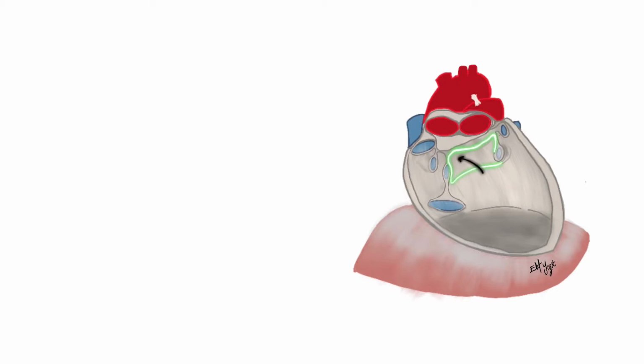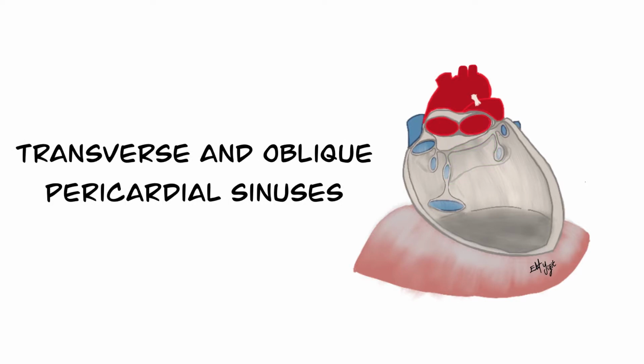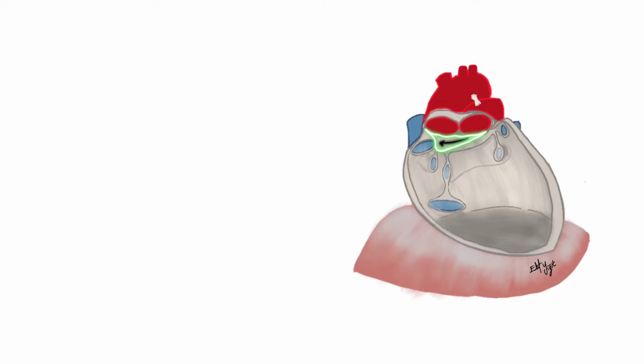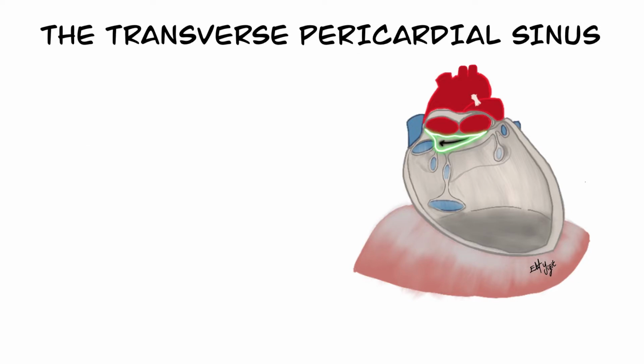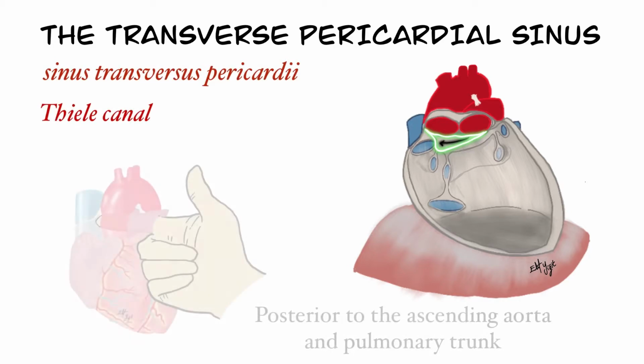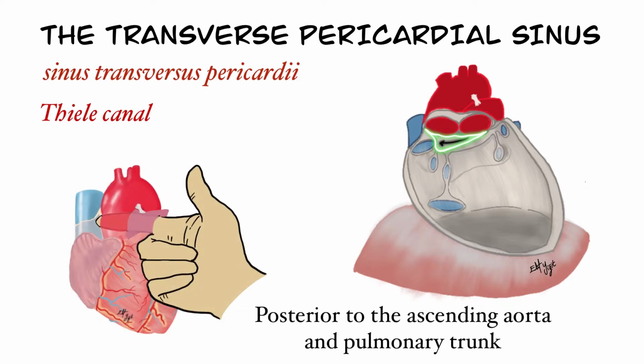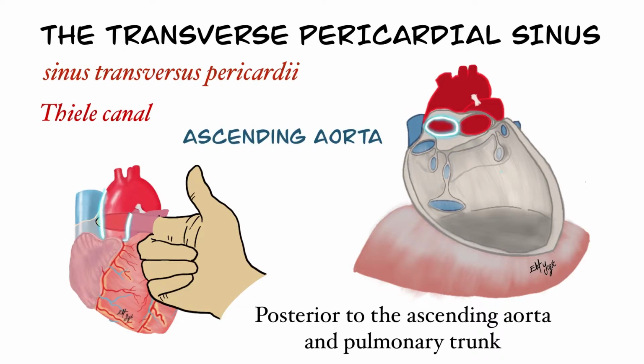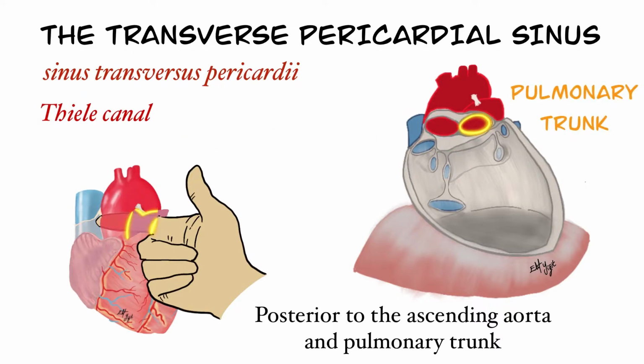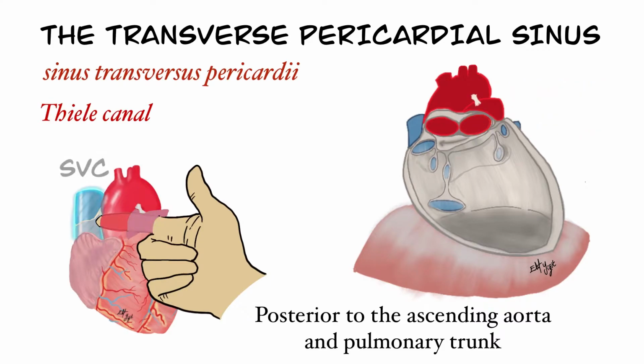The pericardium folds over the epicardium and forms a vertical and a horizontal fold. The visceral and parietal layers of the serous pericardium form the transverse and oblique pericardial sinuses, as you can remember from when we talked about the development of the heart. The transverse pericardial sinus, or sinus transversus pericardii, or Theile's canal, is located posteriorly to the aorta and the pulmonary trunk. This sinus can be found by inserting an index finger posteriorly to the ascending aorta and the pulmonary trunk. Posterior to the finger, there is also the superior vena cava.